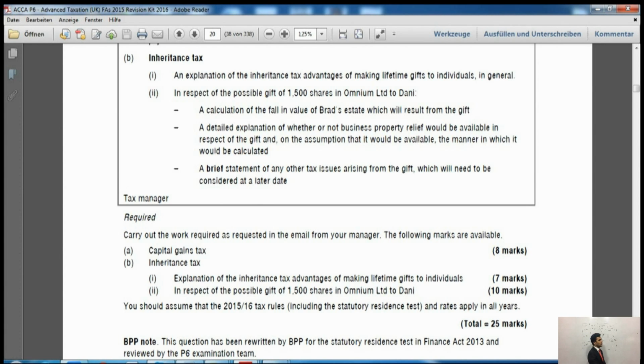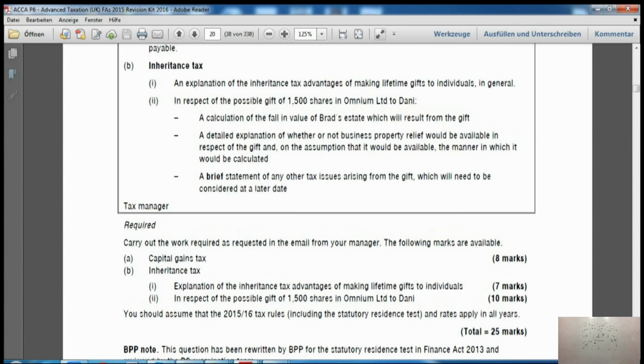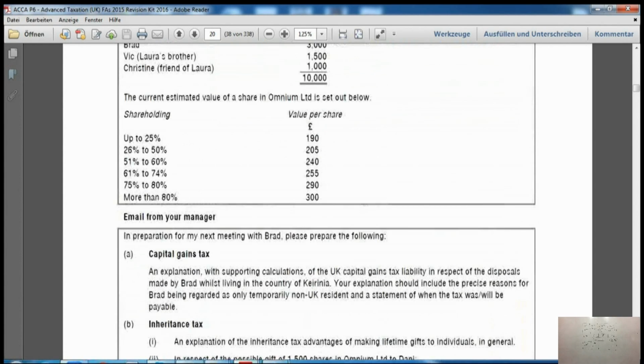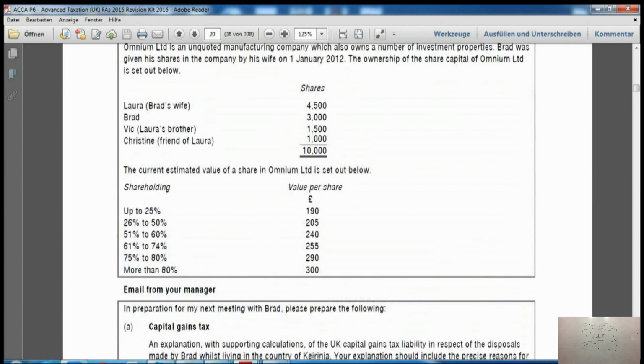Now he does have control, so the shares he owns, he does have control in the shares. Now another thing is how long he has held the shares for. That is another condition which we have to see for business property relief: if he has held the shares for 2 years.